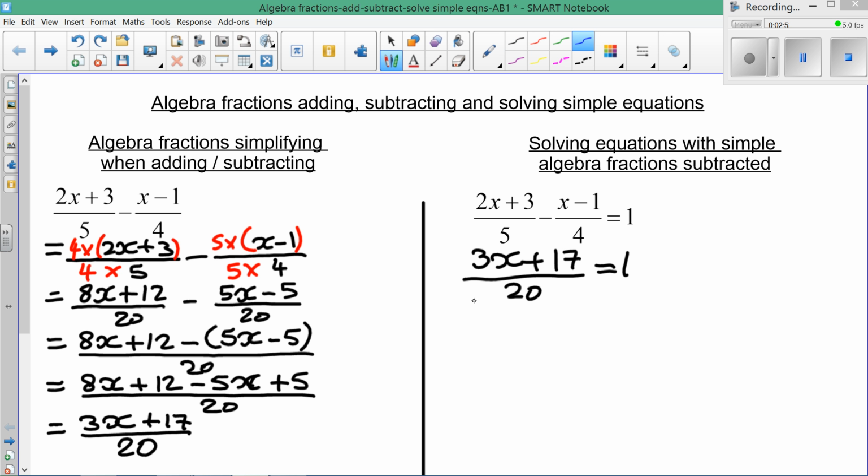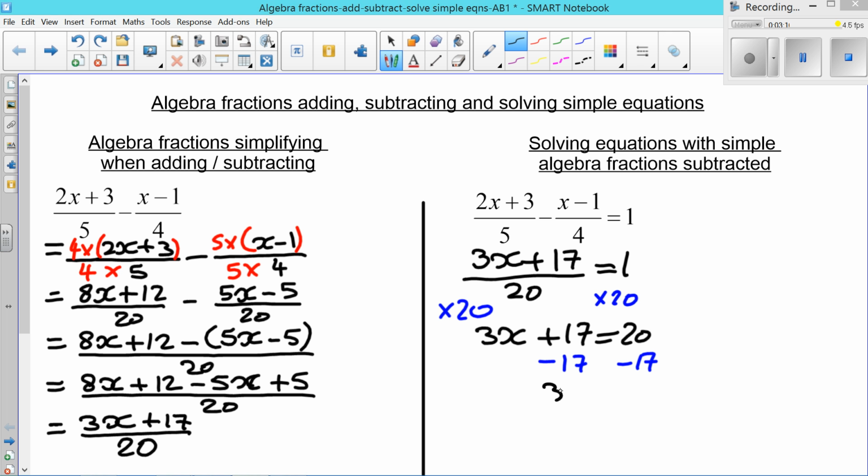If I now multiply both sides by 20 to get rid of the divide by 20, I get 3x plus 17 equals the 20. If I now subtract 17 from both sides, I am left with 3x equals 20 minus 17, which is 3. If I now divide both sides by 3, I get x equals 1.